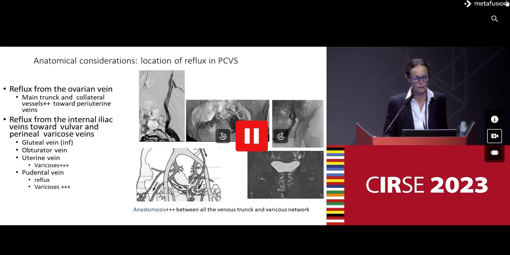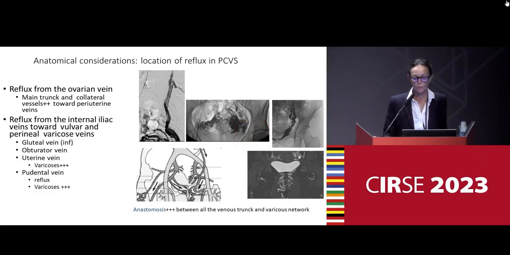First, some anatomical consideration regarding the location of the reflux in PCV. We can have reflux from the ovarian vein, which is the main trunk, but there is also some thin collateral vessels toward the periuterine veins and toward the left to the right side.